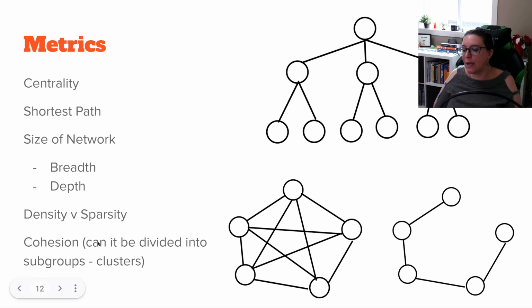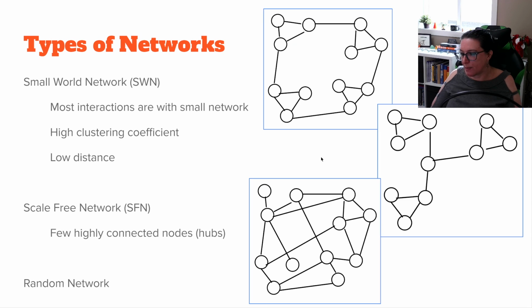And then we have cohesion. So can we identify subgroups or clusters? And so, for example, if we go back to some of the early ones here, we could identify these communities or clusters, and so we can actually label them. And so we're using this here for cluster analysis.